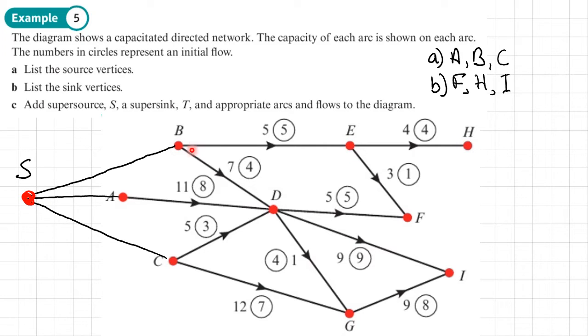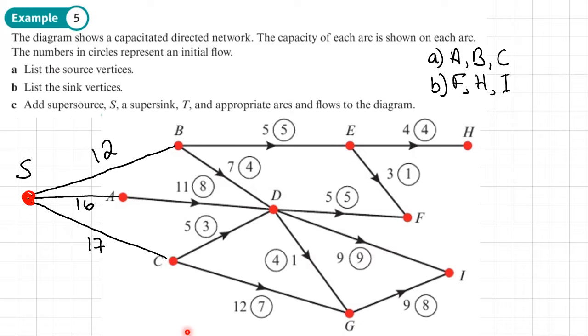And then I need to add the flows along them. Now here there's only a capacity, no minimum capacity. So if this has 5 and 7, this line I've added here will have a capacity of 12. Then for A, 11 plus 5, this has a capacity of 16. And for C, this has 5 here and 12 here, so this has a capacity of 17.